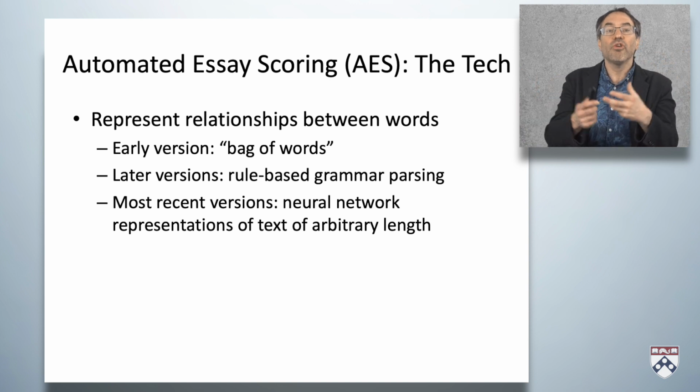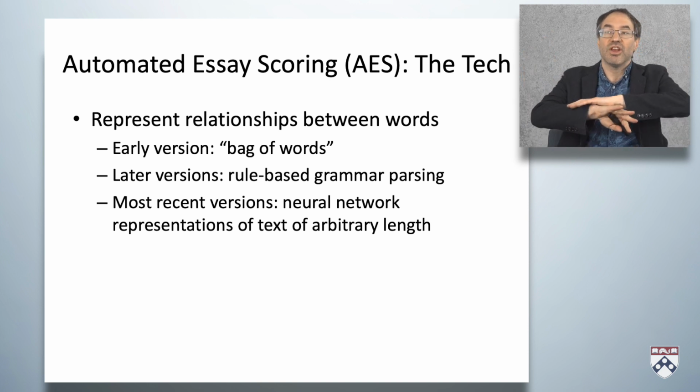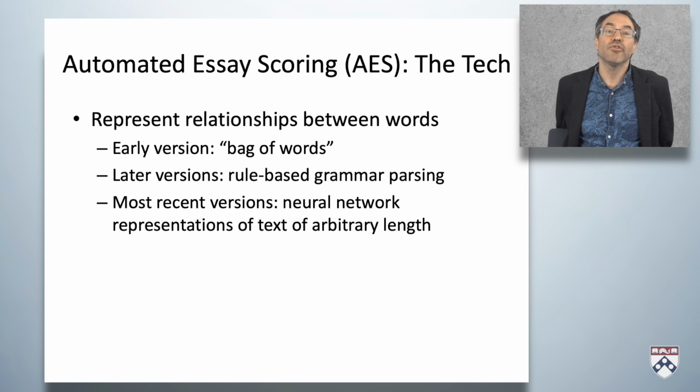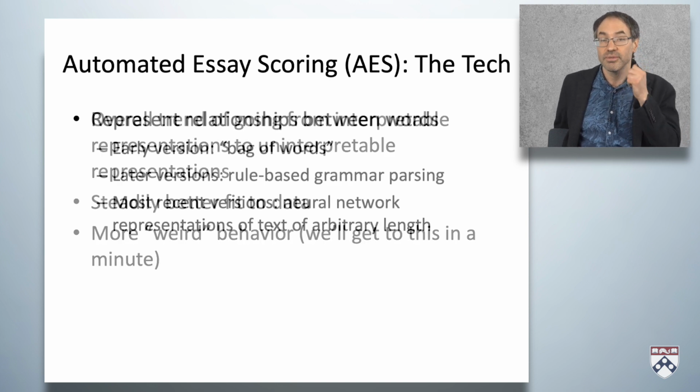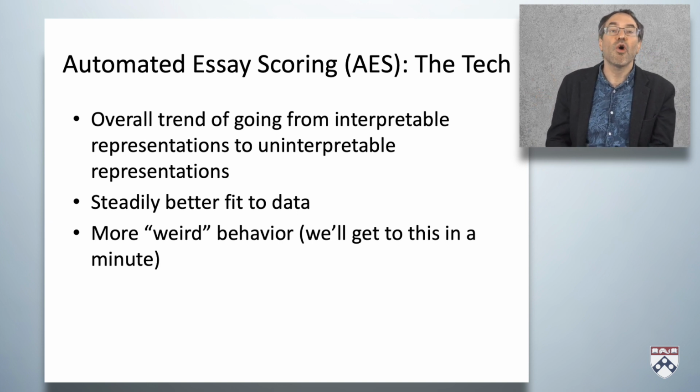And there's also tech to represent the relationships between words. In the earliest work, a so-called bag of words that just said, are the words present? In later versions, rule-based grammar parsing with human beings making the rules. And in the most recent versions, neural network representations of text of arbitrary lengths. And across these two areas, and in general in natural language processing, there's an overall trend of going from interpretable representations to uninterpretable representations, achieving a steadily better fit to data, but with more weird behavior. And we'll get to this in a minute.